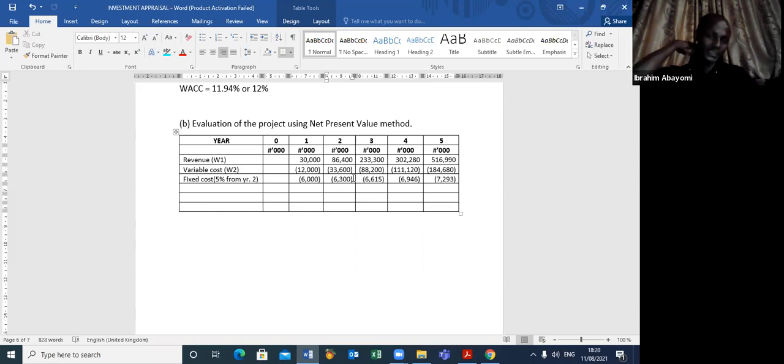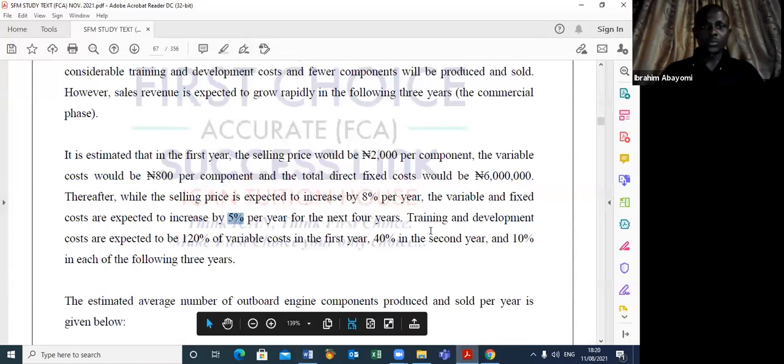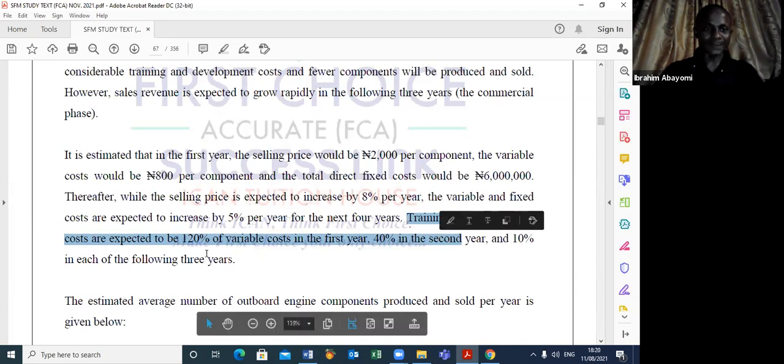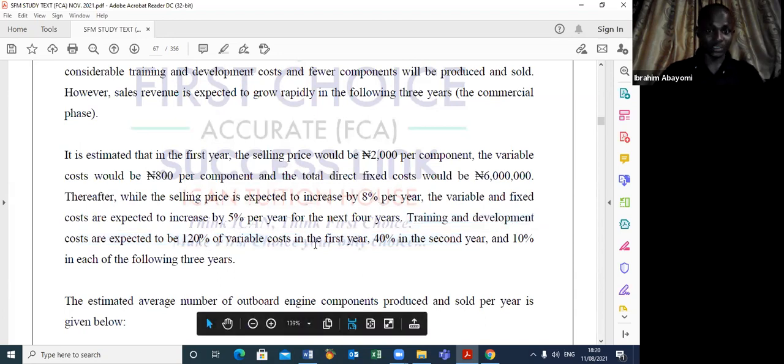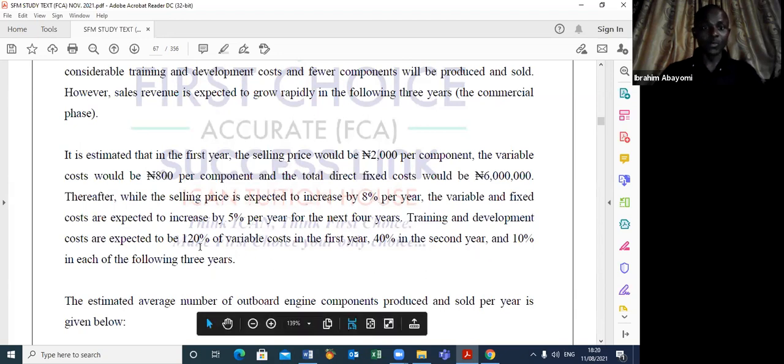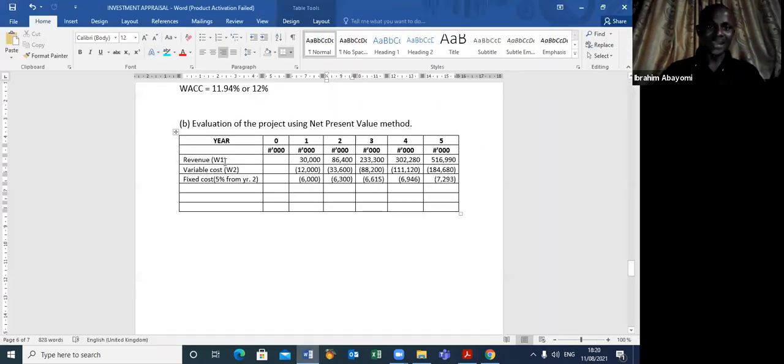These are the variable costs. Which other costs do we have? We have training and development costs, which are expected to be 120% of variable costs in the first year, 40% in the second year, and 10% in each of the following 3 years. So 120, 40, then 10, 10, 10. That is our training and development cost.